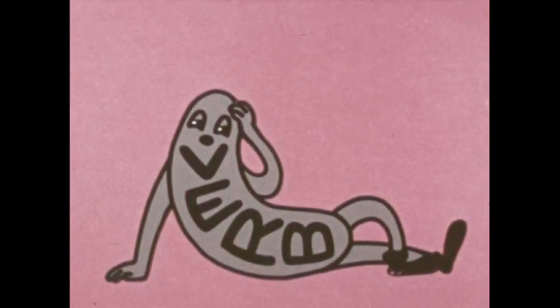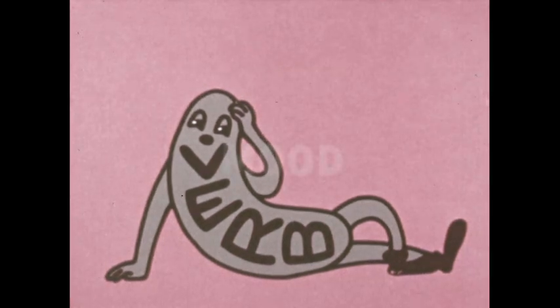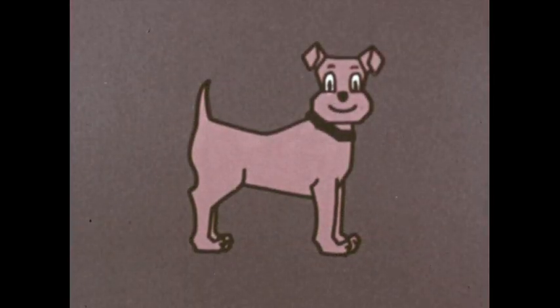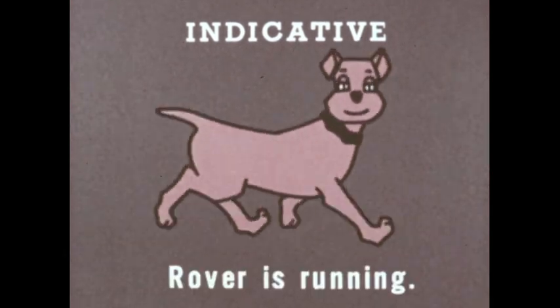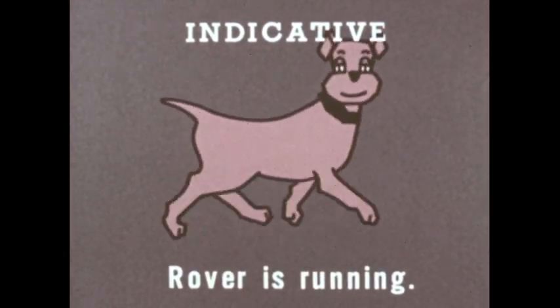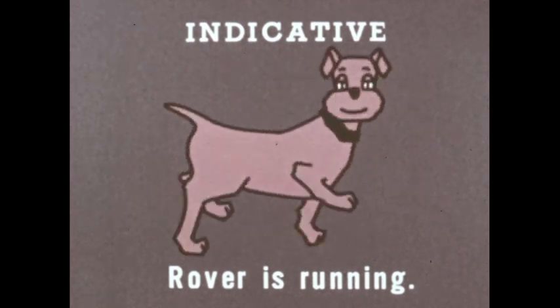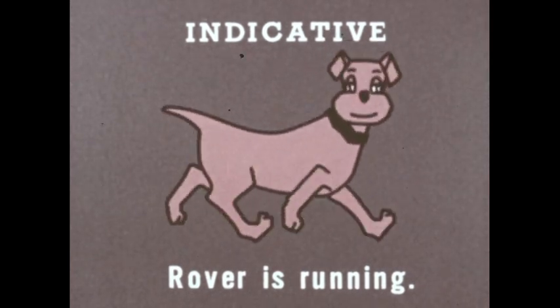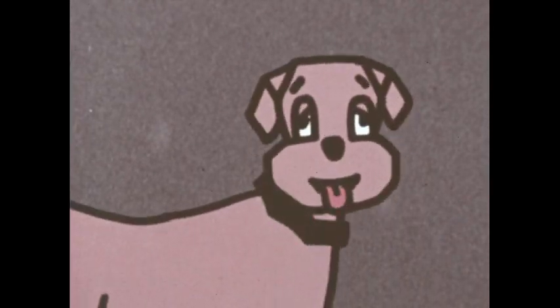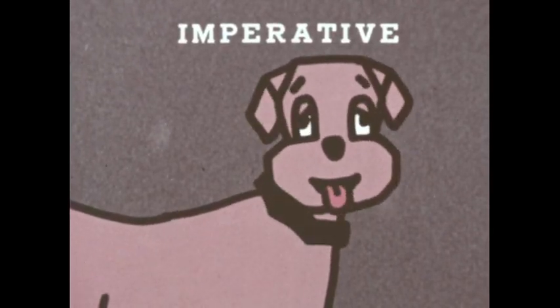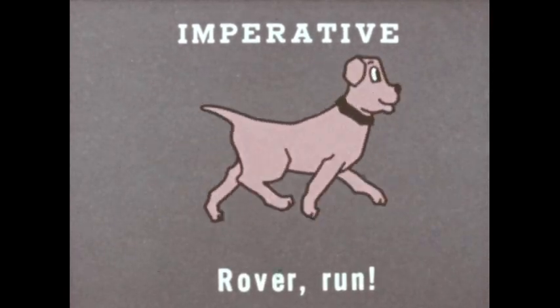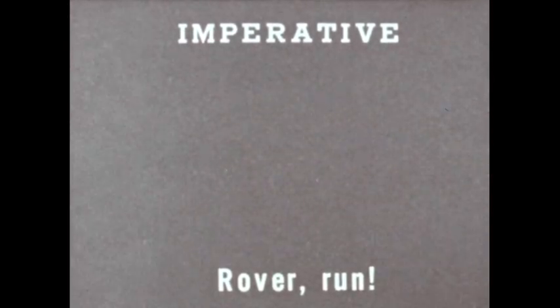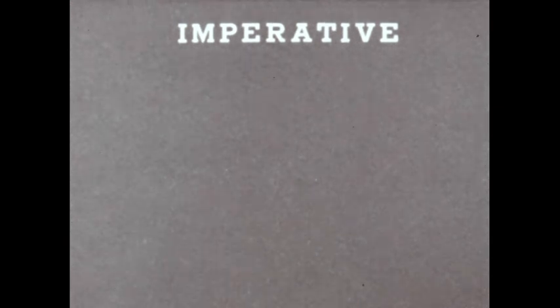There is one more common way of arranging verbs, by mood. For our purposes, there are three important moods of a verb. The first is the indicative mood. Rover is running. The indicative mood simply indicates. It says what is happening, or was happening, or will be happening. All right, Rover, you may stop. The second mood is imperative. Rover, run. This is the form you use to command. Rover, come.